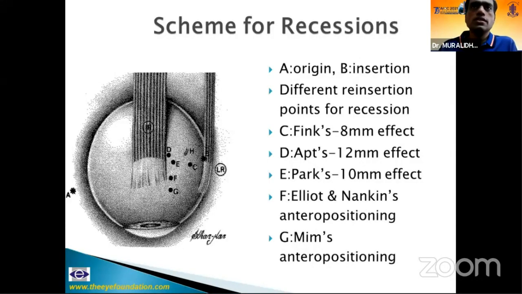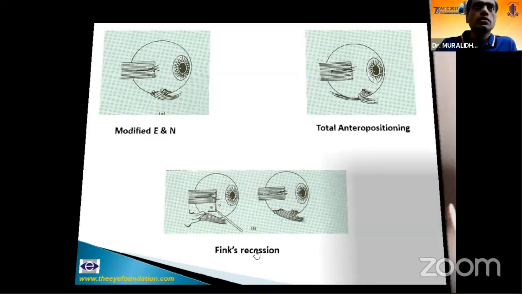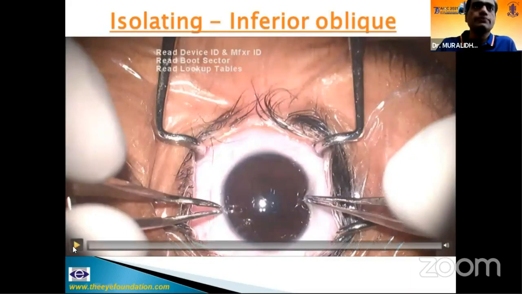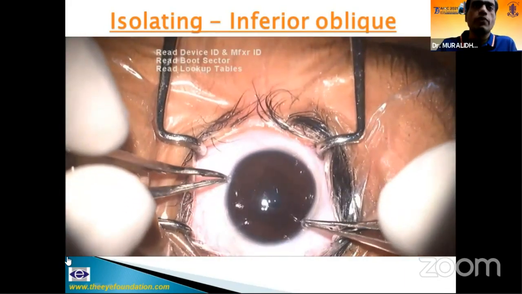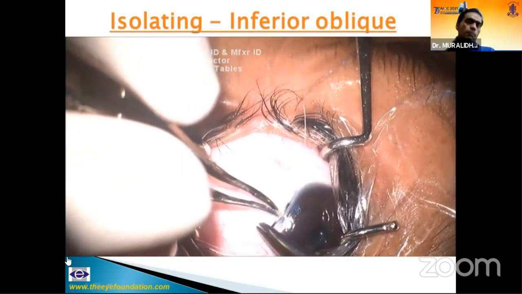So these are various recession schema that you can do. From my mentor Pradeep Sharma sir's book, this is the modified Elliott-Nankin. This is total anteropositioning and Fink's recession. So we come to inferior oblique exposure. I generally prefer using a fornix incision. We do the forced duction testing, so you have to retropulse the globe.